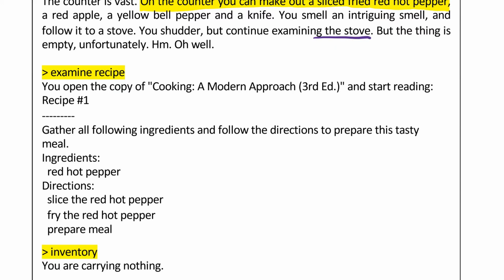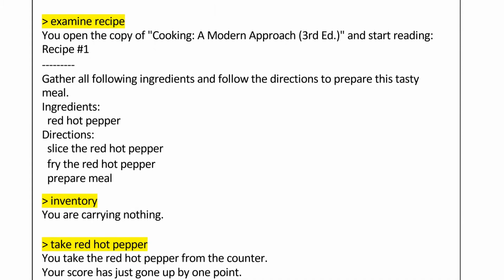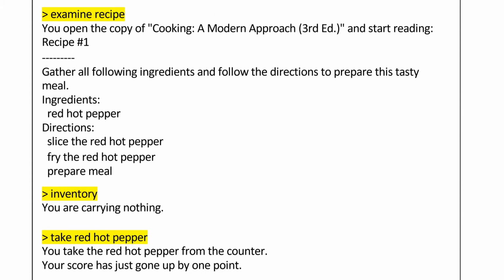You can prepare and take all the ingredients. You don't know which ingredients come. So here you examine the recipe. Let's look at a recipe. It says you open the recipe, start reading recipe number 1. Here are the ingredients: red hot pepper. Here, for right now, that's just one ingredient. Then there are directions. So what do you need to do? Slice the red hot pepper, fry the red hot pepper, and prepare the meal. Those are the directions of the recipe.